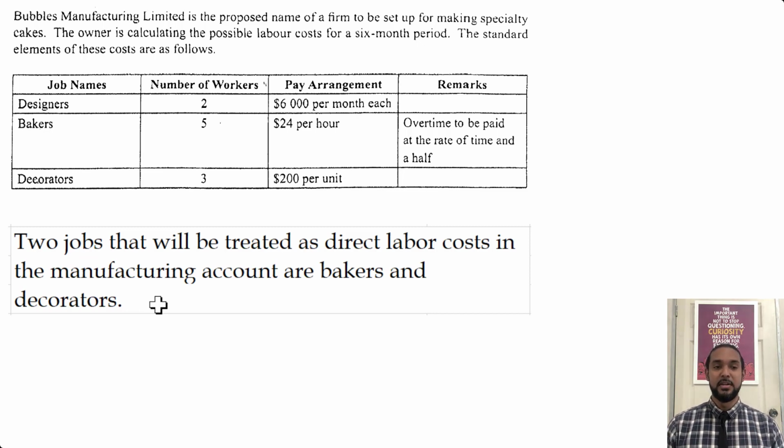The designers are the persons who, I guess, create the designs. So maybe in a way that could be direct. But if I had to make a choice, I would definitely go with bakers and decorators as opposed to designers. But let me know what you think in the comments below. Do you think designers, their pay should be classified as direct or indirect? I want to hear what you think. And remember, your justification is what matters.